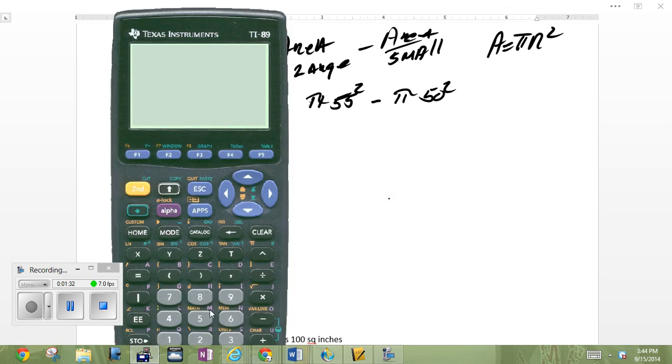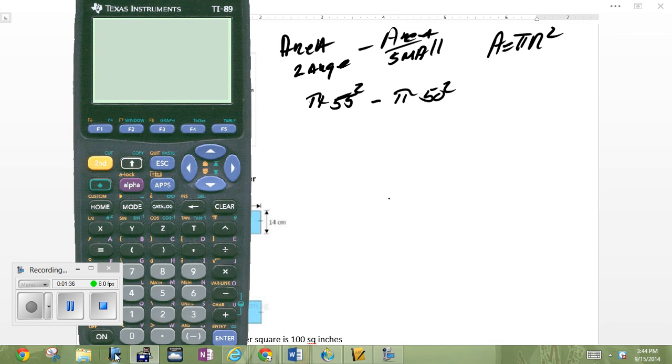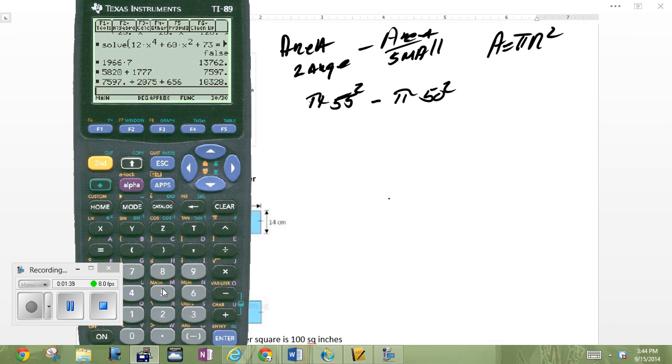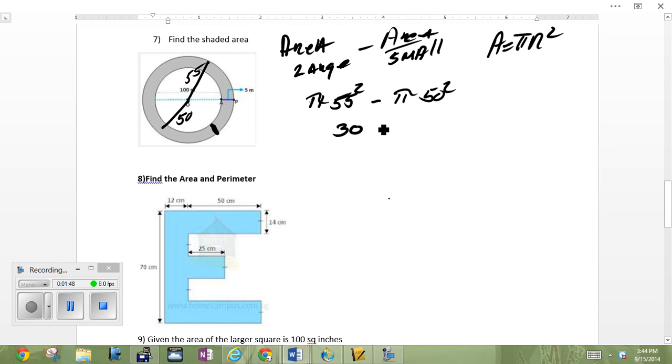We can just figure out what 55 squared is. I'm just going to pull up my calculator and see what that is. It's 55 to the second power, which is equal to 3025. So it's 3025 pi minus, well, what's 50 squared? 5 squared is 25, so 50 squared is 2,500. 2,500 pi, and the difference there should be 525 pi, and that's exactly how I'm going to leave it, 525 pi.